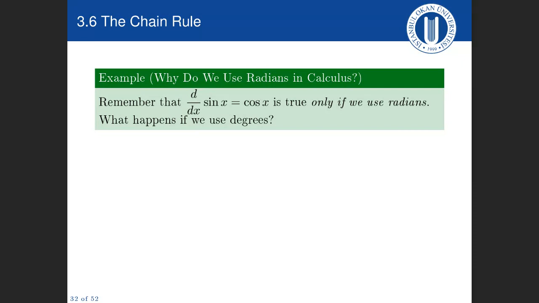Remember that we've seen that the derivative of sine is equal to cos, but this is only true if we use radians, because we relied on the limits, which only worked if we use radians. So my question is, what happens if we use degrees instead?